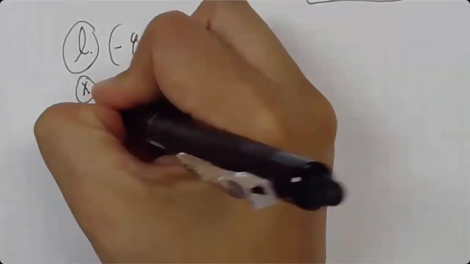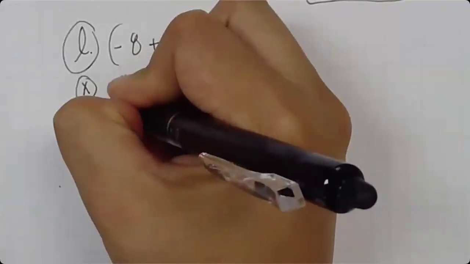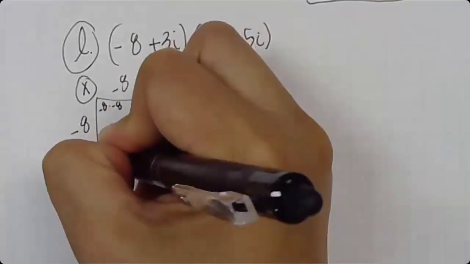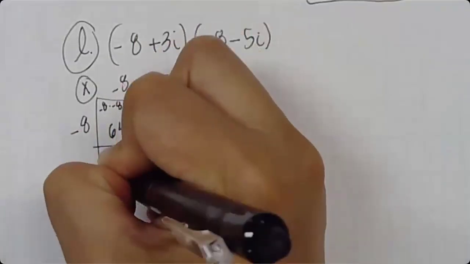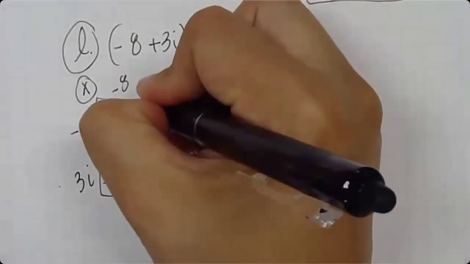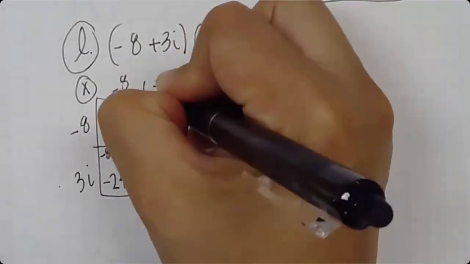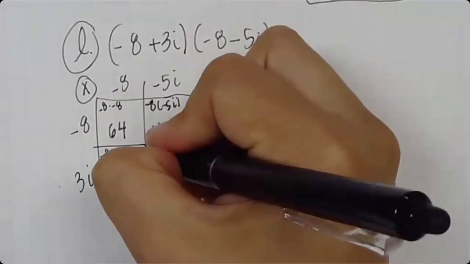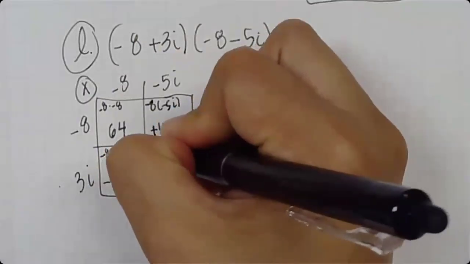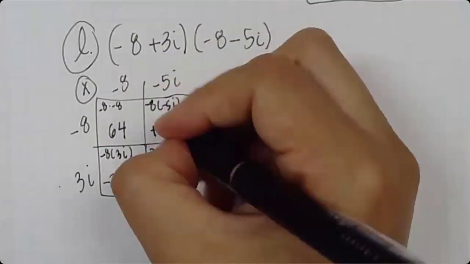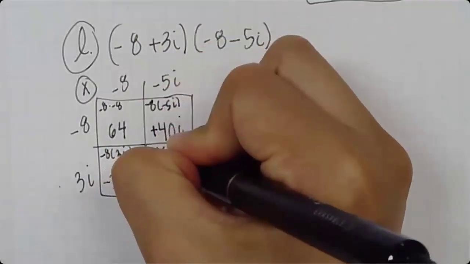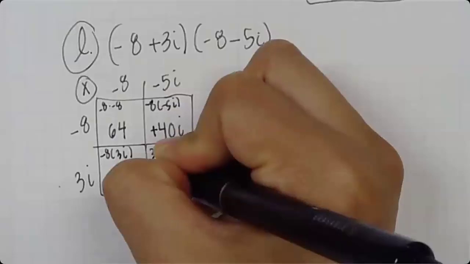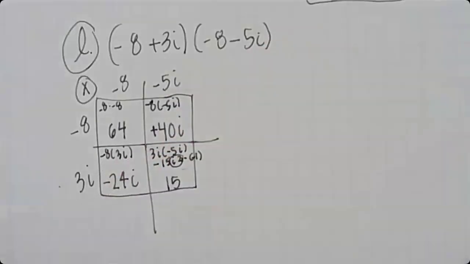So I have a -8 times a -8, and I get a 64 here. I have a -8 times a 3i, which gives me a -24i. I have a -8 times a -5i here, which gives me a positive 40i. Then I have a 3i times a -5i, which gives me -15i squared. This i squared is a -1, so -1 times a -15 gives me a positive 15.